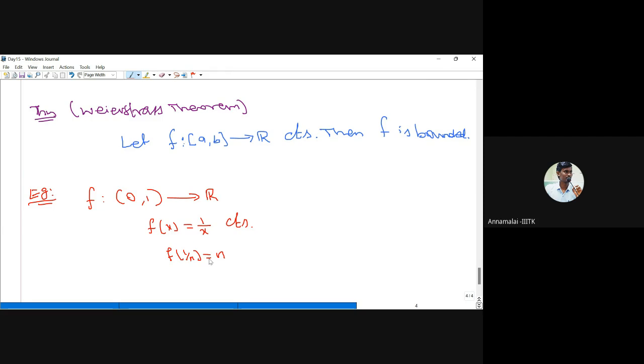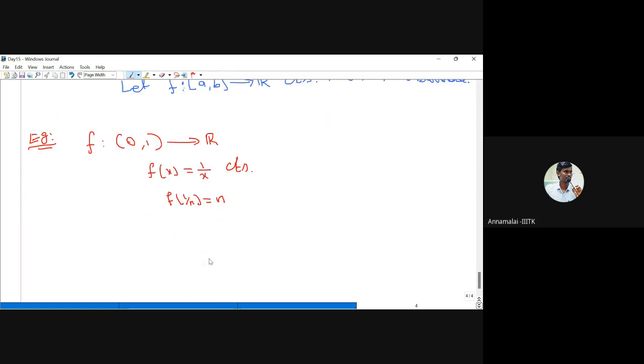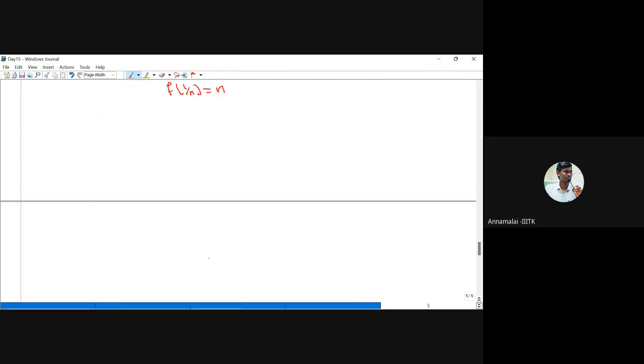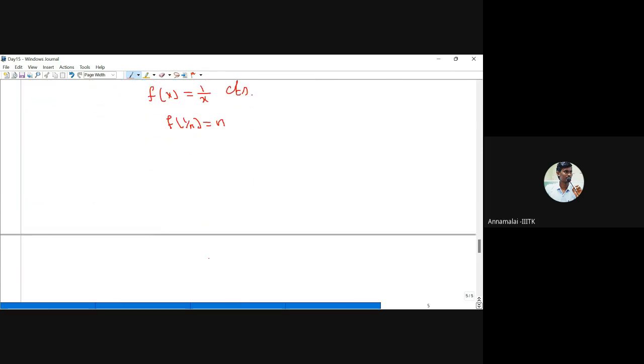Okay, next, there are some more theorems. When we say a function is a monotone function, so increasing, decreasing: when we say a function is increasing, when we say a function is decreasing. Next, monotone functions.